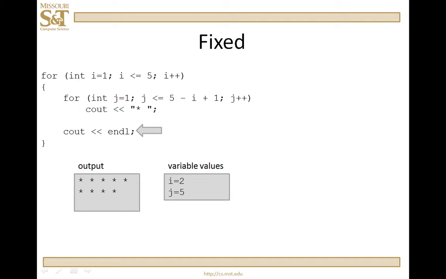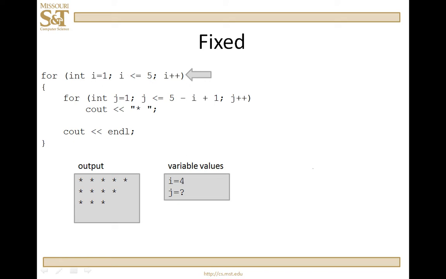So I've got 4 stars now. I bring the cursor back to the beginning of the line. It's now down here. And control passes back up to the controlling expression for the outer for loop. So I is incremented. That's still less than 5. So I jump in. J is 1, output a star. J is 2, output a star. J is 3, output a star. J is 4, that's no longer less than or equal to 3 because this expression is now 3. So control passes down to the output of the end line, gives us a new line. We go back up, increment I to 4.